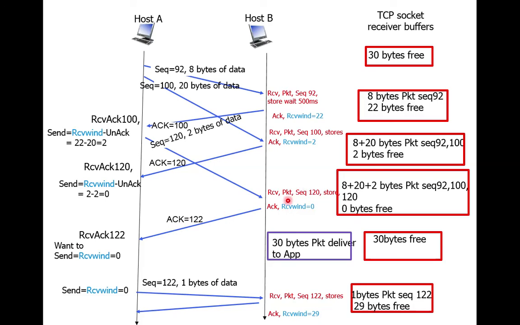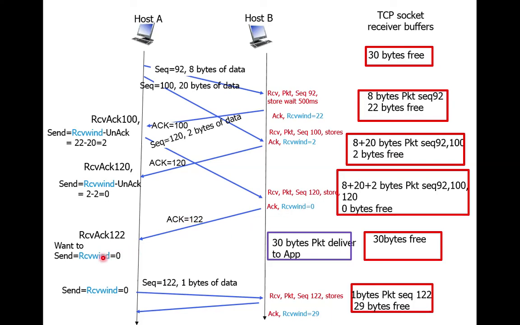And the acknowledgement will be 122. Why? Because it has the sequence number 120 and it has 2 bytes, so the first byte has sequence number 120 and the second byte 121. So the acknowledgement will be 122, because in TCP we send the acknowledgement number of the expected byte. Now the receiver is expecting the byte with sequence number 122, so the expected sequence number will be sent as the acknowledgement number. Okay, and the receive window will be 0.